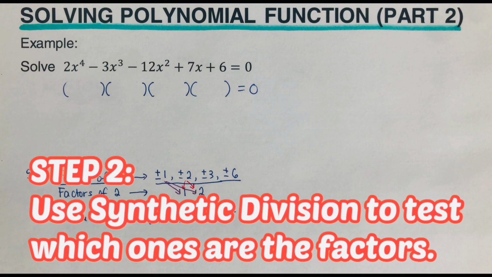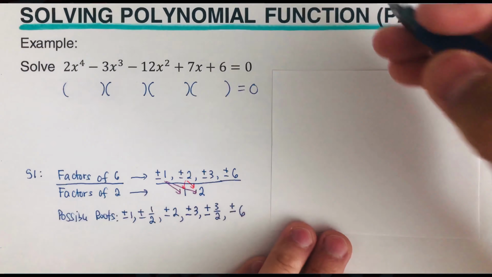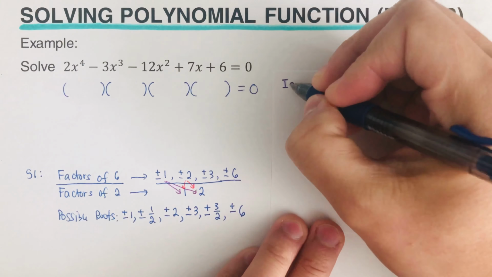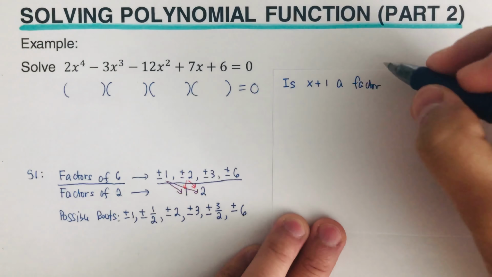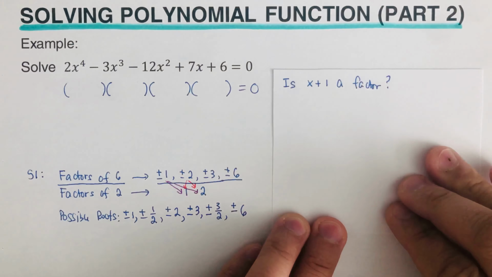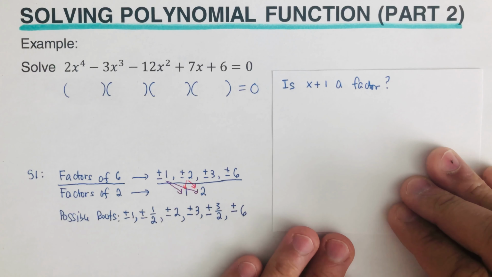The second step is to use synthetic division to test which ones are the factors. So we're going to start with x plus 1. I'm just going to write this up here. Okay, so the question here is, is x plus 1 a factor? Again, we're testing each one of them. So we start with x plus 1, and if it doesn't work, we go to x minus 1.